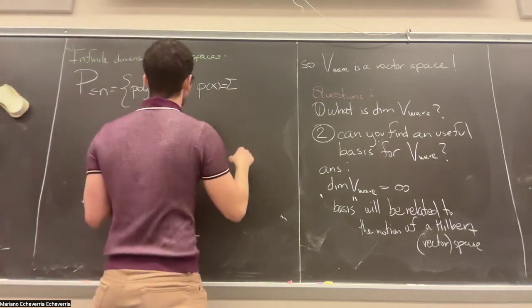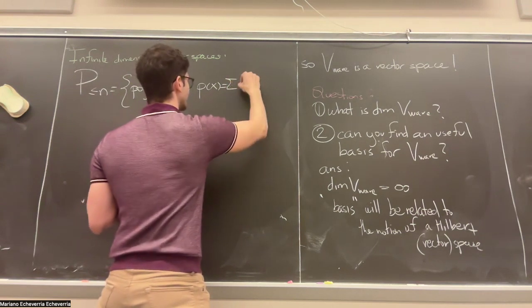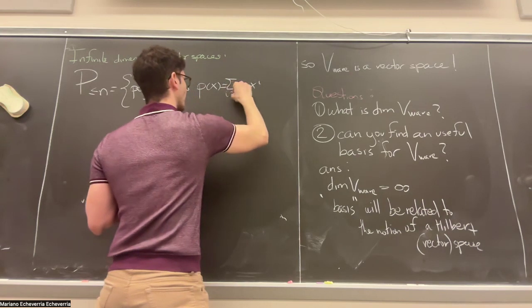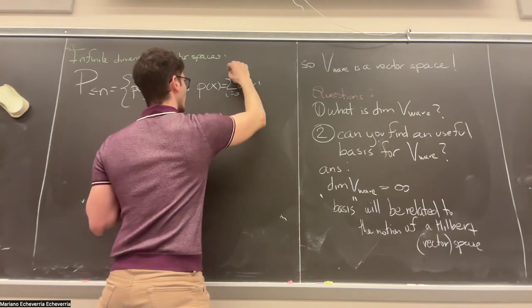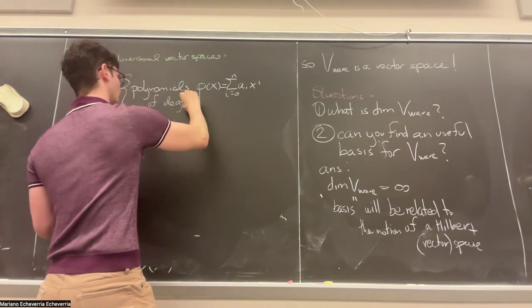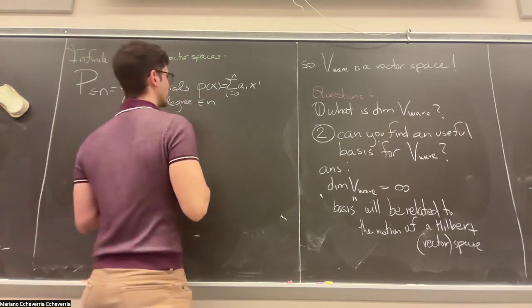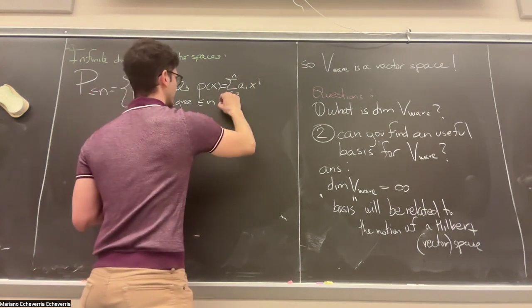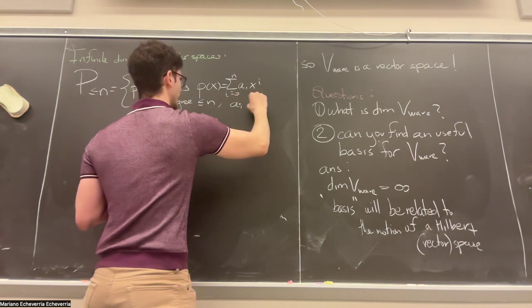So the elements of this set are just polynomials that you could write something like this, of degree less or equal to n. Here, the a_i are just constants, right? The a_i are arbitrary numbers.